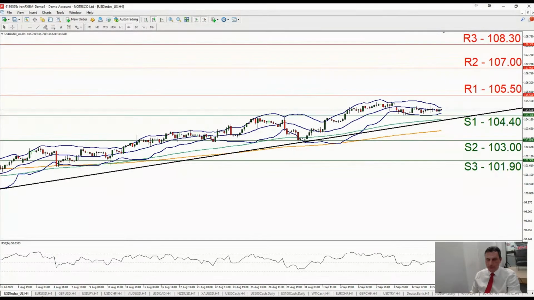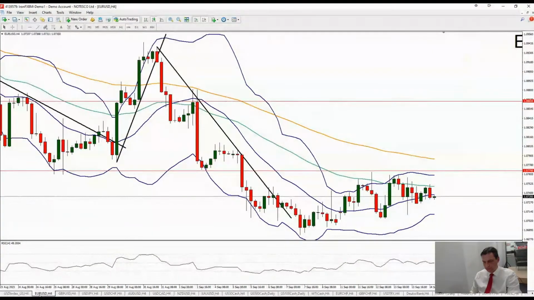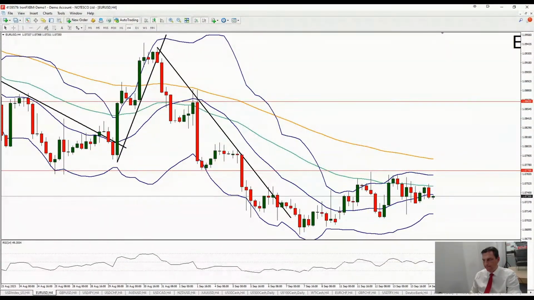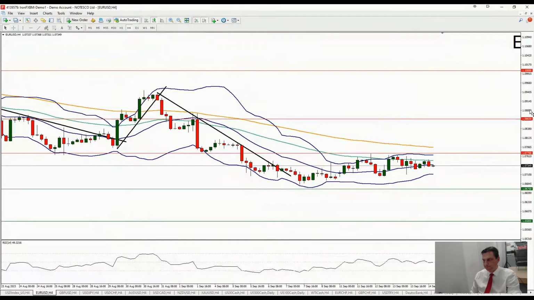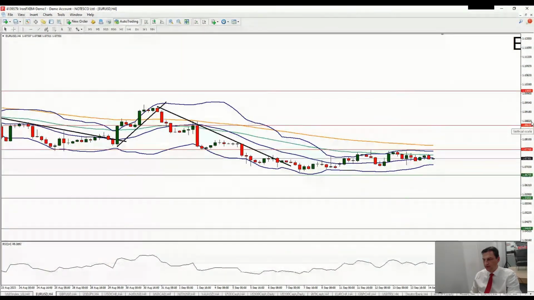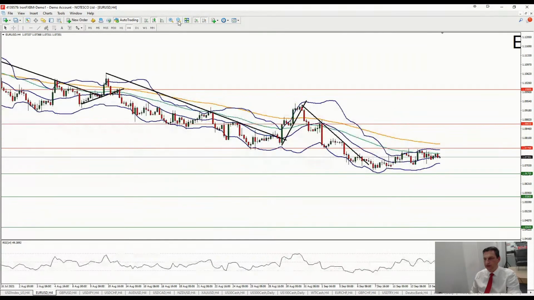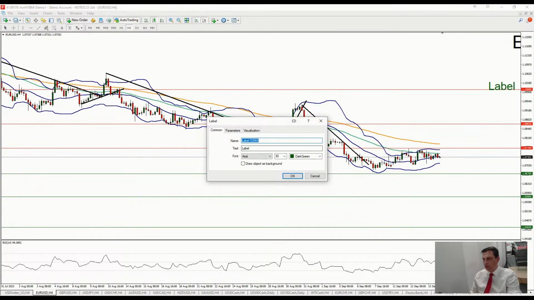Let's have a look at Euro USD. Okay, let's start by zooming a little bit out. Let's place the labels here. Starting with the R3 at 1.10 in red.